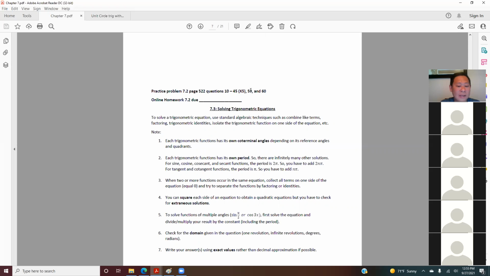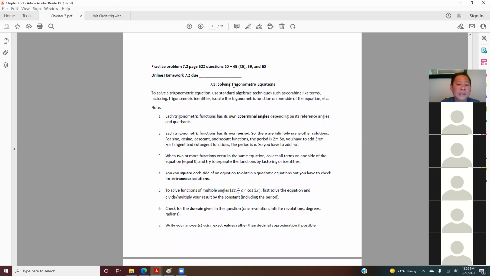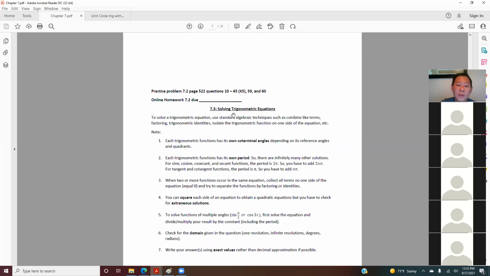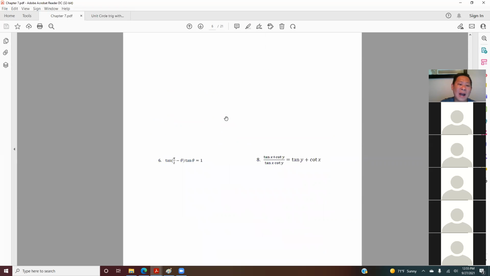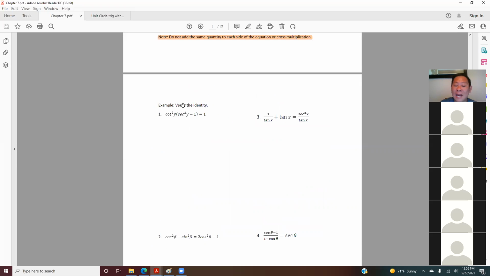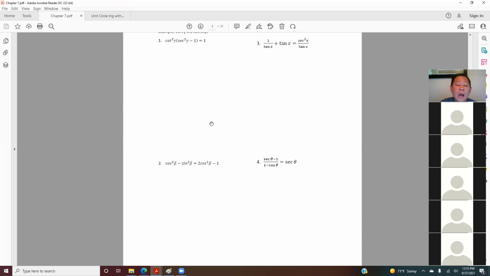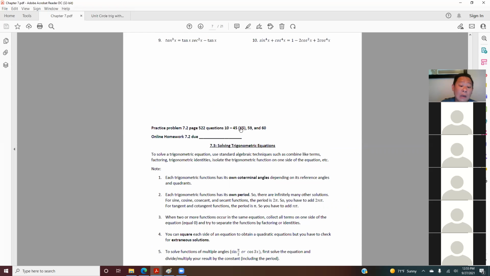So we're going to move on to the next section, 7.3. In 7.3 we do what we call solving trigonometric equations. So the difference between 7.3 and 7.2 is that in 7.2 we are proving or verifying the identity. We are not solving. In 7.3 we are solving.